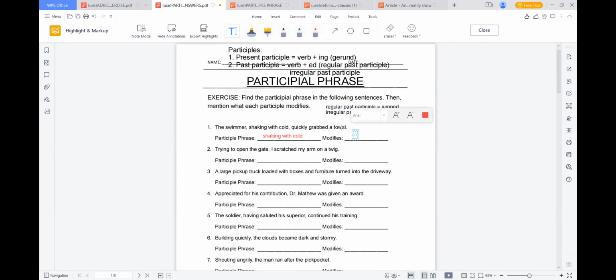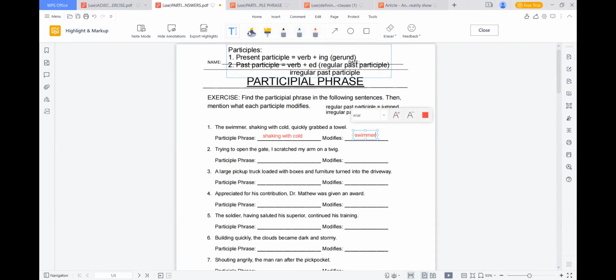This kind of sentence is a very beautiful sentence, in terms of writing and in terms of speaking. So which one does it modify? The swimmer shaking with cold quickly grabbed a towel. It is the swimmer, right? So it modifies the swimmer. That means he is shaking with cold. So in the full sentence, why do we use a participle phrase? Because sometimes we can omit a few words. Let me write the sentence without using a participle phrase. This is the way you would write it.